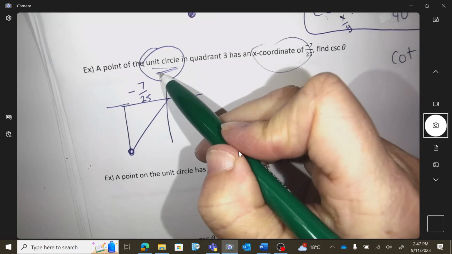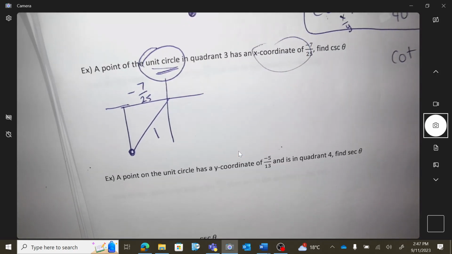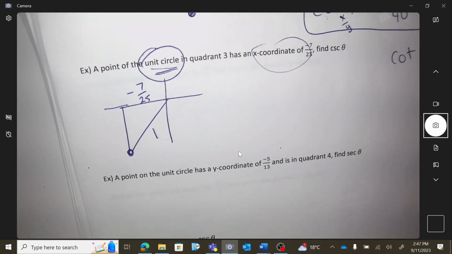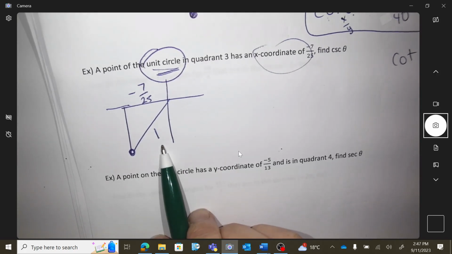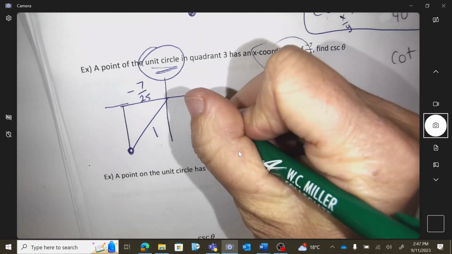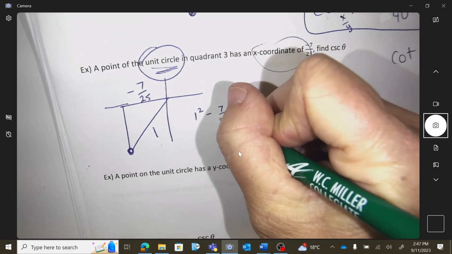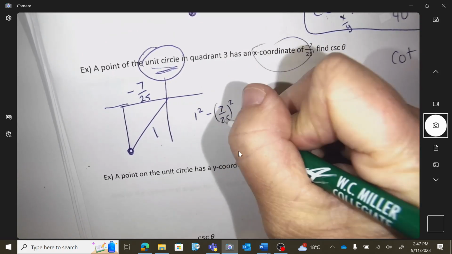Unit circle means the radius is 1. Okay, you obviously can't do work in a triangle if you only know one side. So that was the given info. All right, you can do fractions if you like. As in, you can do like 1 squared minus 7 over 25 squared and fraction stuff.